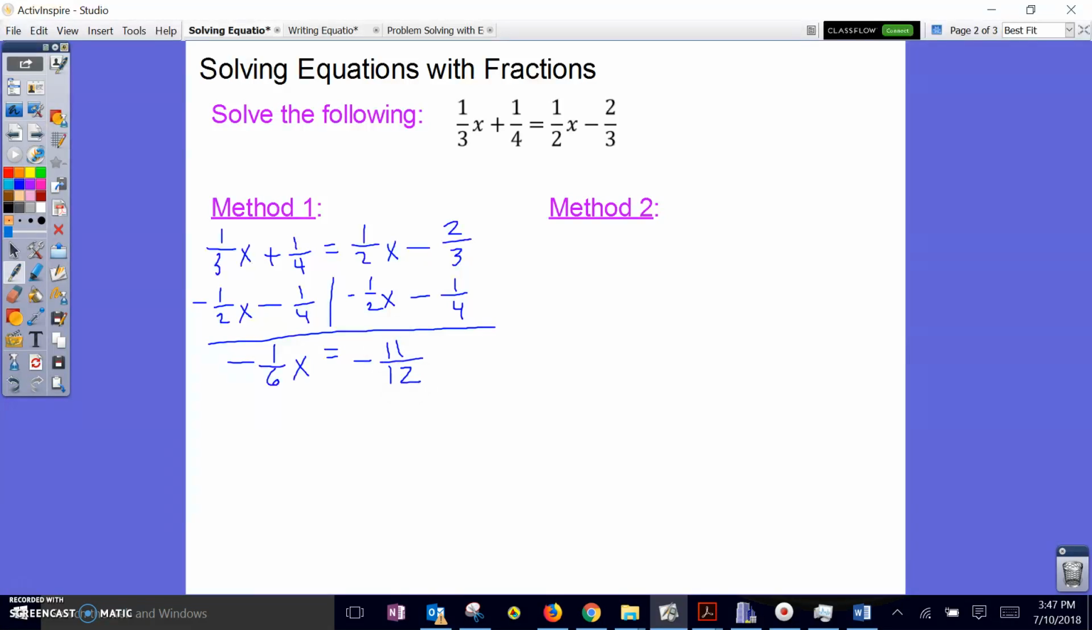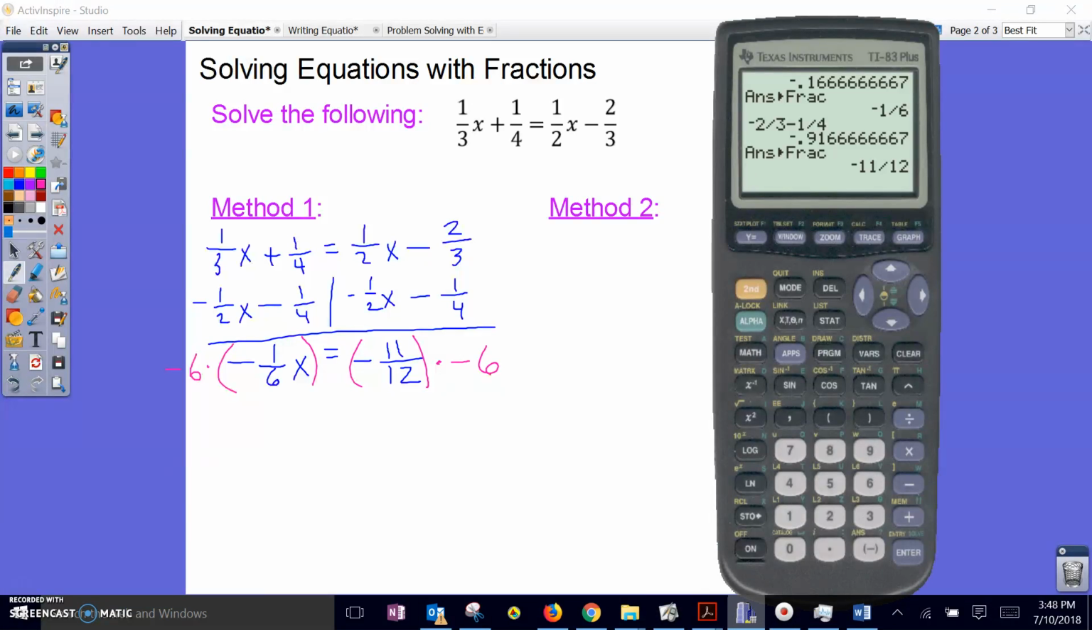Now to get x by itself, I have two choices since I have a fraction. I can either go ahead and divide by negative 1/6. I seriously don't encourage people to do this because students tend to forget parentheses when they do this, and then you end up dividing by the wrong number. A better thing to do would be to take this whole equation and multiply it by the reciprocal of negative 1/6, which is negative 6. And just take both sides and multiply them by negative 6.